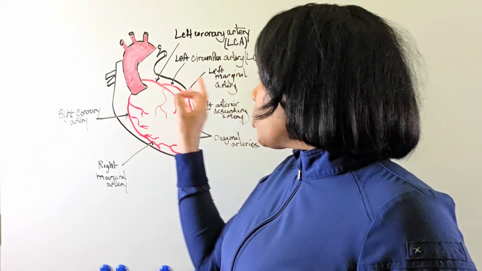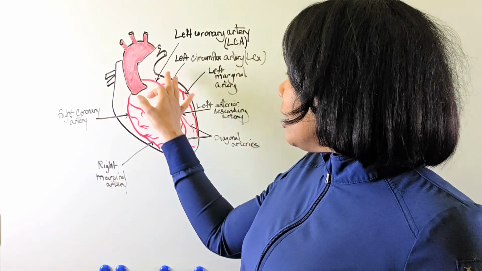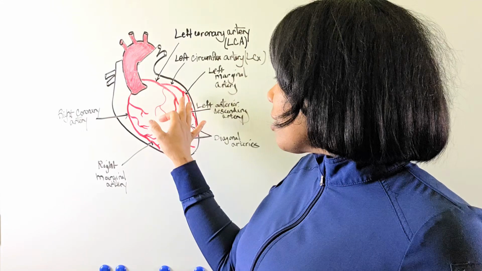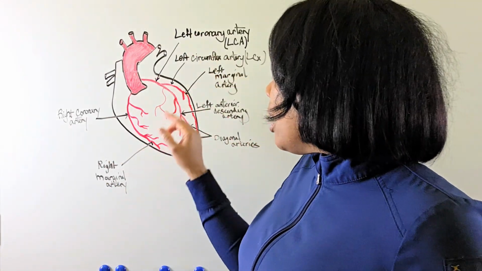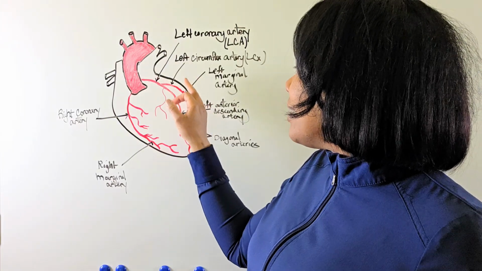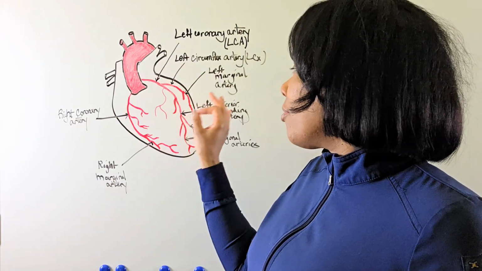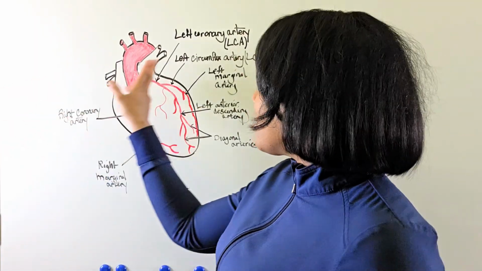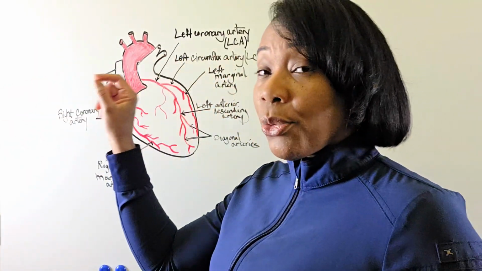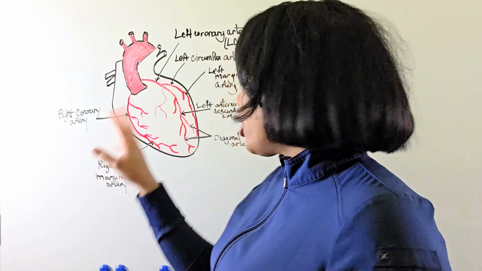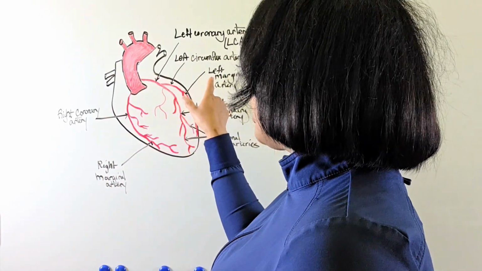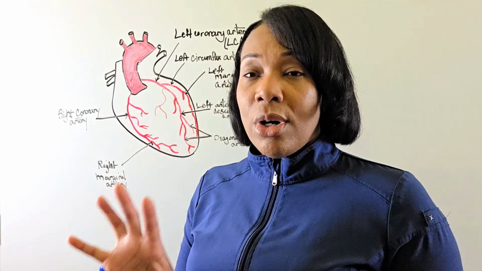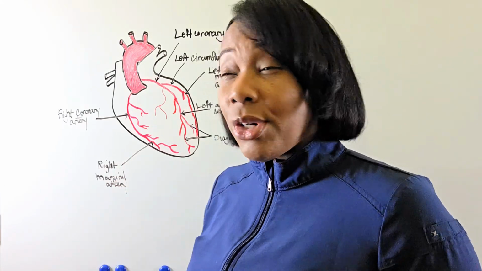And what the LCX does is it supplies blood to the left side of the heart, kind of like towards the back of the heart. Okay. And you want to keep in mind that this also branches off into other blood vessels as well. So your LCX, which is your left circumflex artery, it also has a branch. It branches off into the left marginal artery, which is what we also call the obtuse artery.